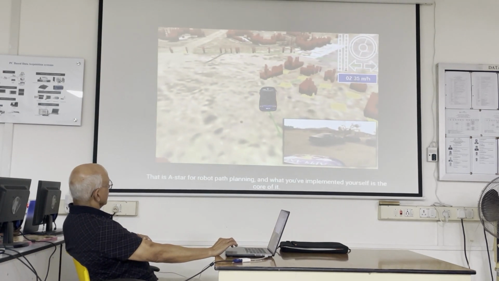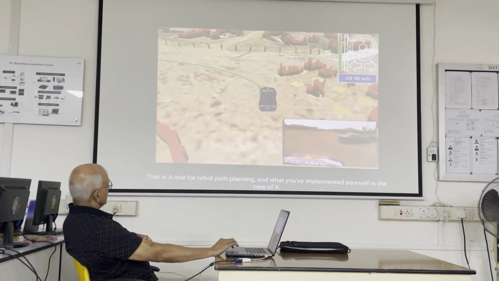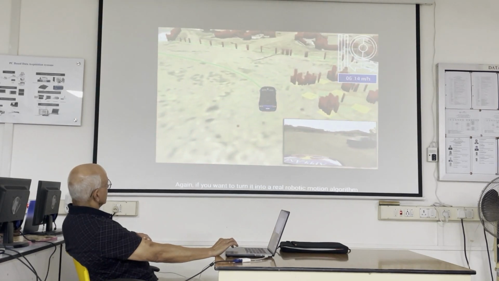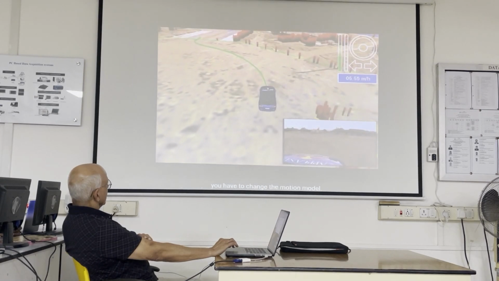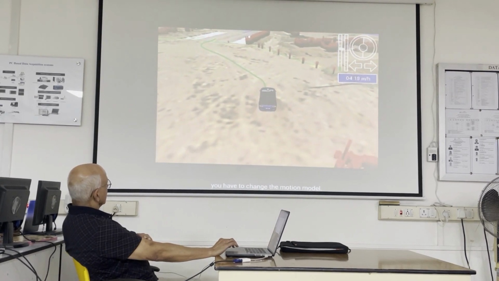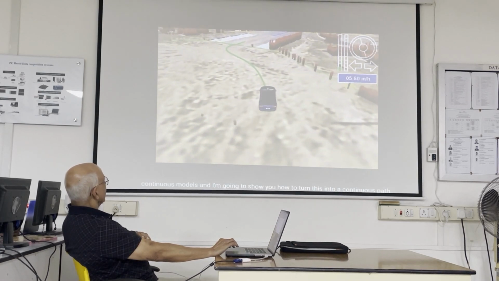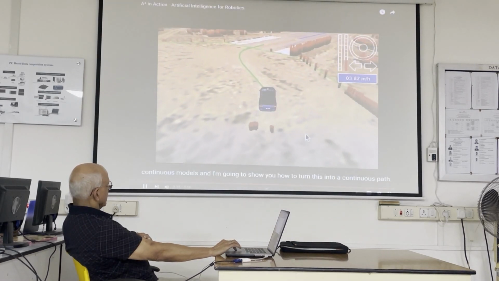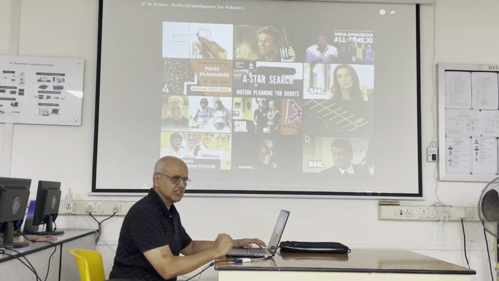That is A-star for forward path planning. And what you've implemented yourself is the core of it. Again, if you want to turn it into a real robotic motion algorithm, you have to change the motion model, and you have to see the next class I'm teaching you when I go to continuous values and show how to turn this into a continuous motion path. So that's A-star in actual action with the real car.